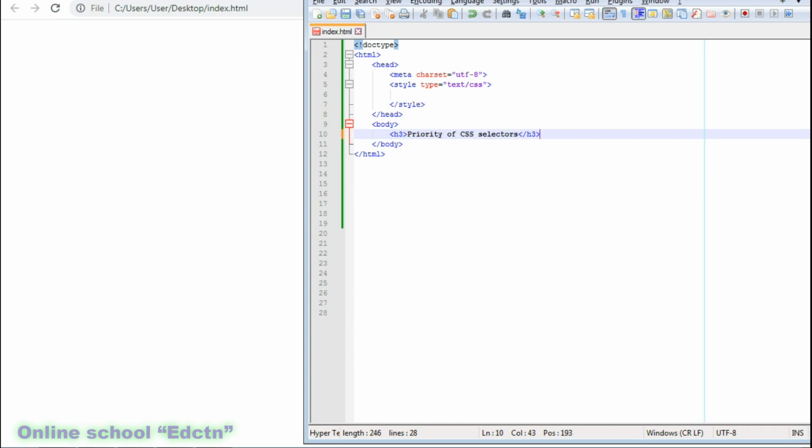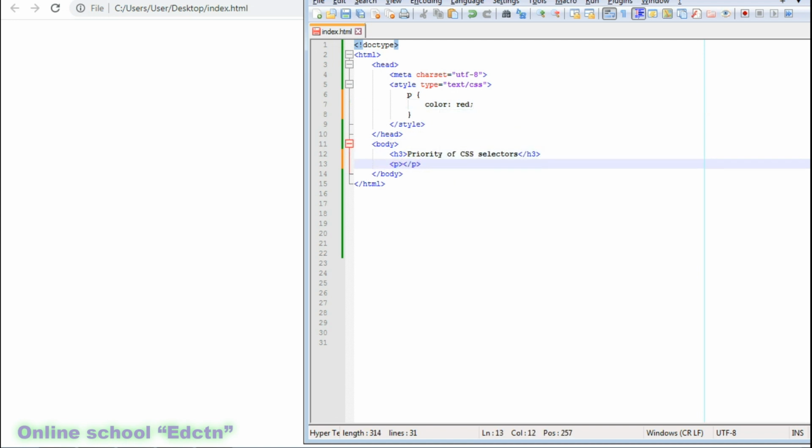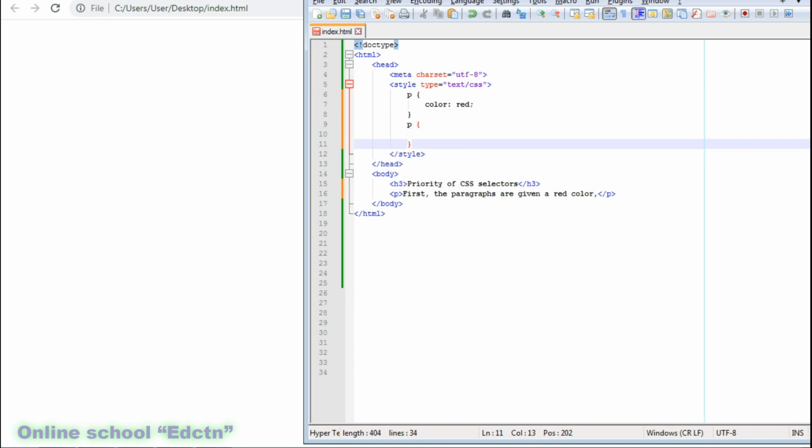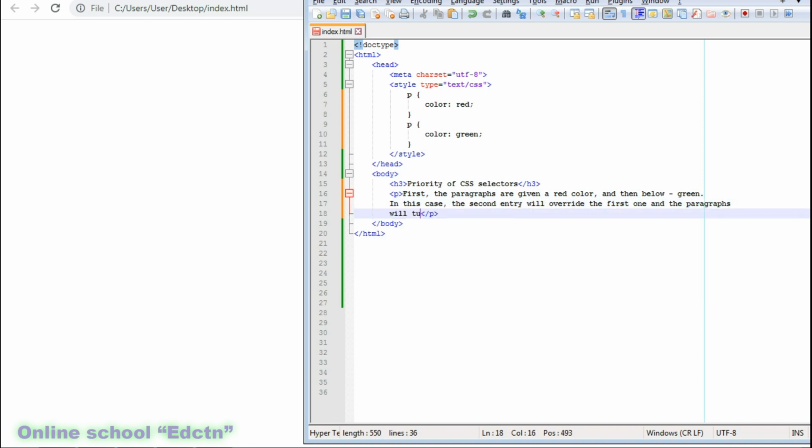Priority of CSS selectors. First, the paragraphs are given a red color, and then below green. In this case, the second entry will override the first one and the paragraphs will turn green.